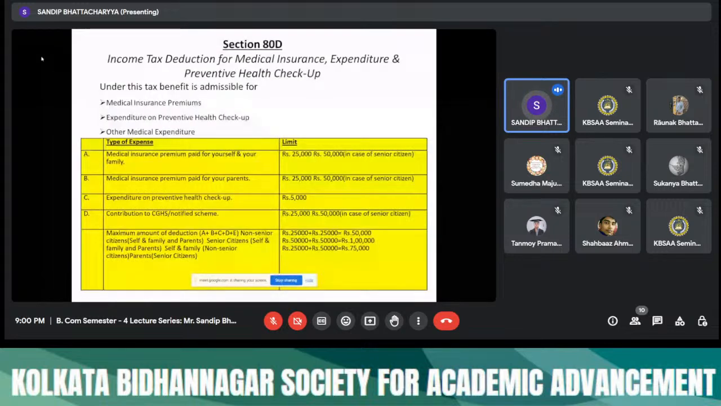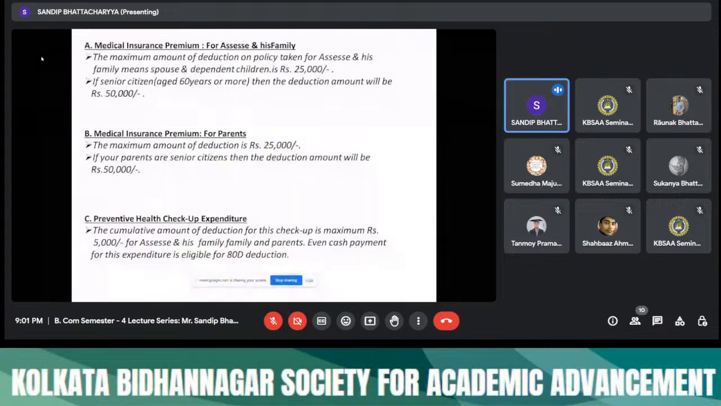Next is under section 80D. You know very well that under section 80D it is the medical insurance, all the medical expenses. Now what is the maximum ceiling limit? If you are a normal citizen, that is below senior citizen, it will be maximum 25,000, and if you are a senior citizen, it will be 50,000. You can pay the medical insurance premium for yourself, for your family, for your parents, and also the preventive health checkup, which is additional rupees 5,000. So you can see one problem.